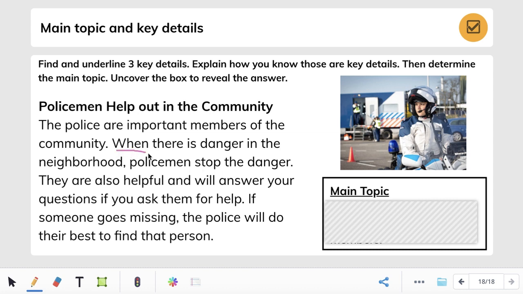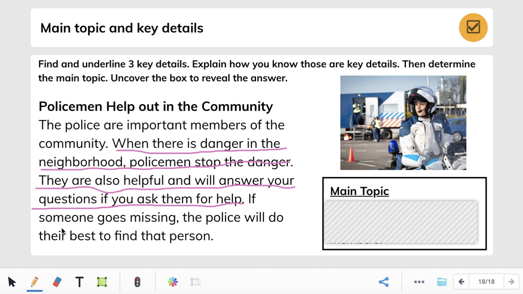That is a key detail. We need to underline it. It's telling us what the police officer does. They stop the danger. My turn. They are also helpful and will answer your questions if you ask them for help. Your turn. They are also helpful and will answer your questions if you ask them for help. That is a key detail. It's telling us something else police officers do. They will answer questions if you ask for help.